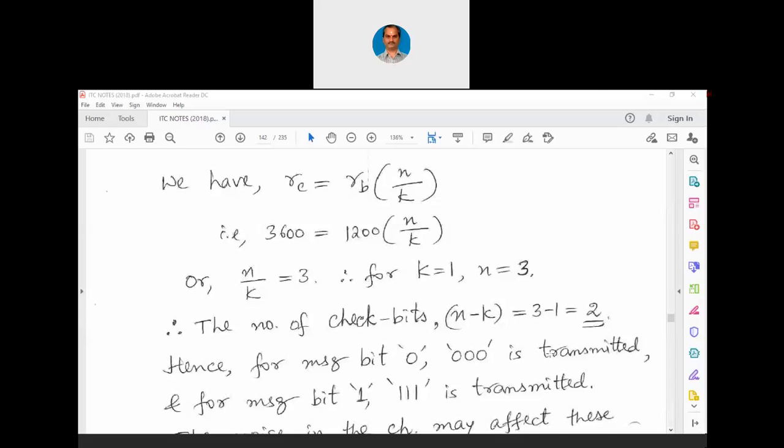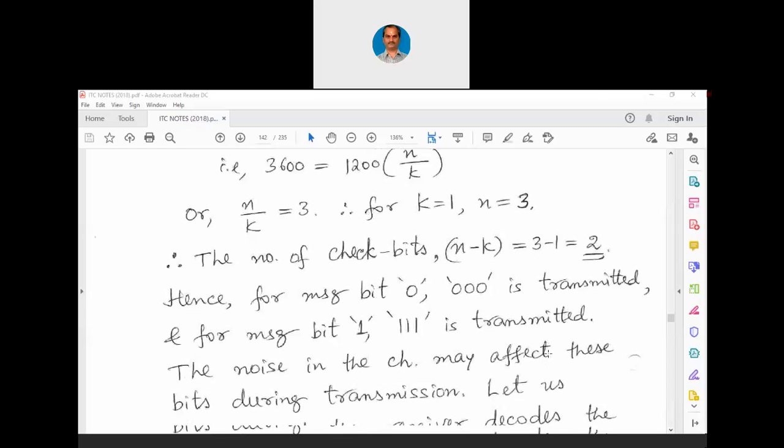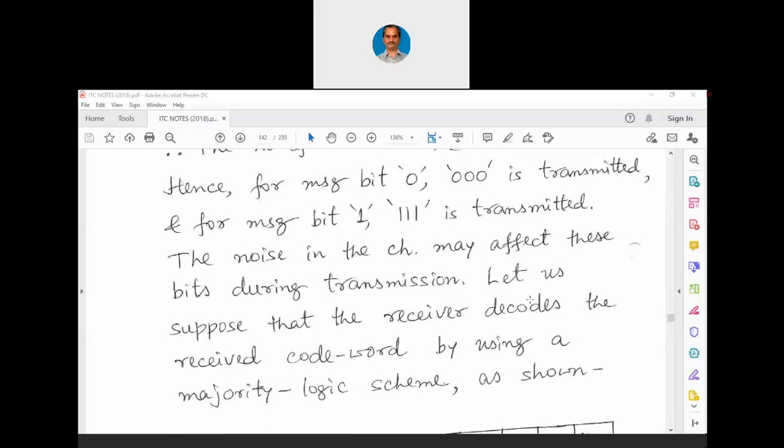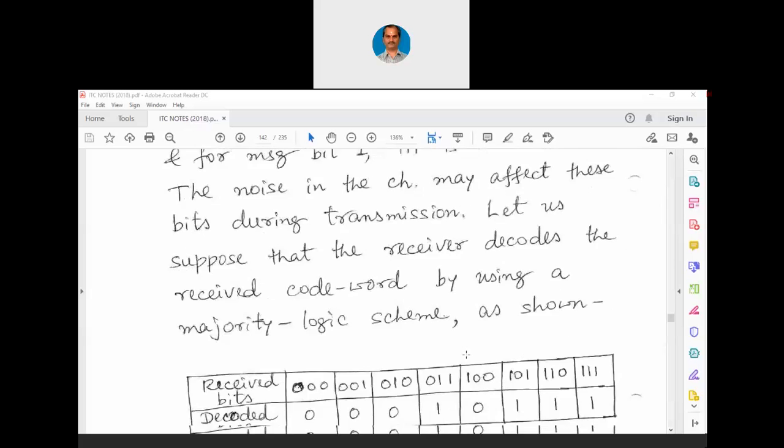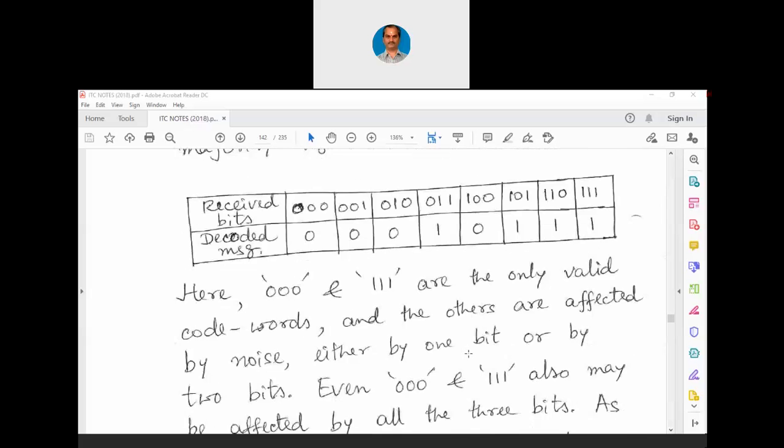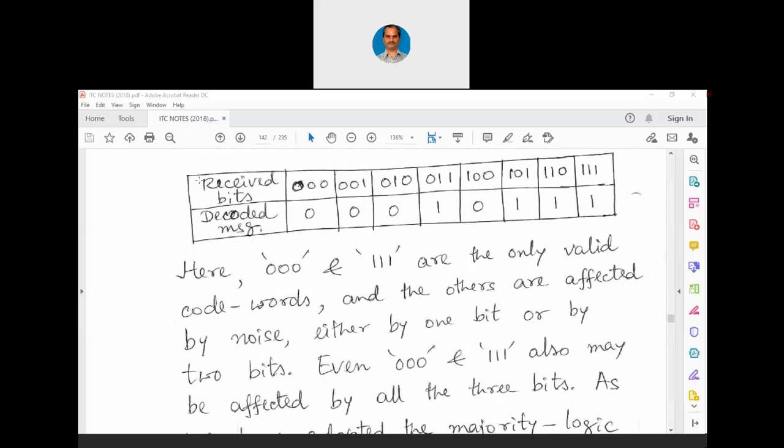Now let us see how the channel decoder is going to decode the data. The noise in the channel may affect these bits during transmission. Let us suppose that the receiver decodes the received code word by using a majority logic scheme, as shown. This is the majority logic scheme. That means which bit is occurring at least twice. Based on that, the source decoder will come to a conclusion.